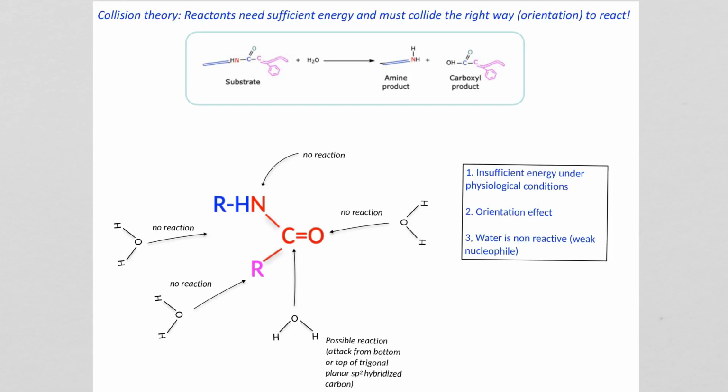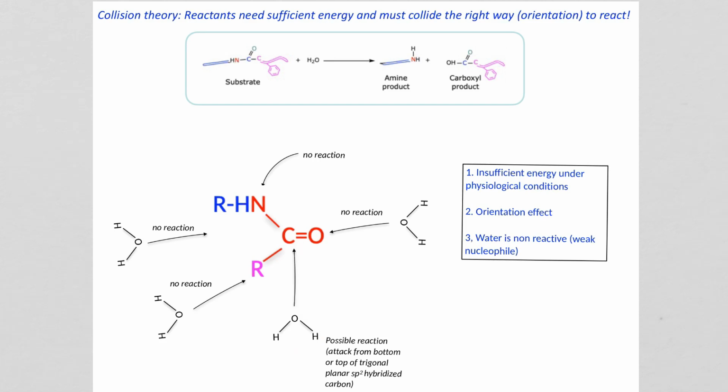Because this carbon is sp2 hybridized, this shape here is what we call trigonal planar. It looks like a triangle, a planar triangle. So one good possibility of a reaction to happen is if the water molecule comes from the bottom or the top and hits this carbon.